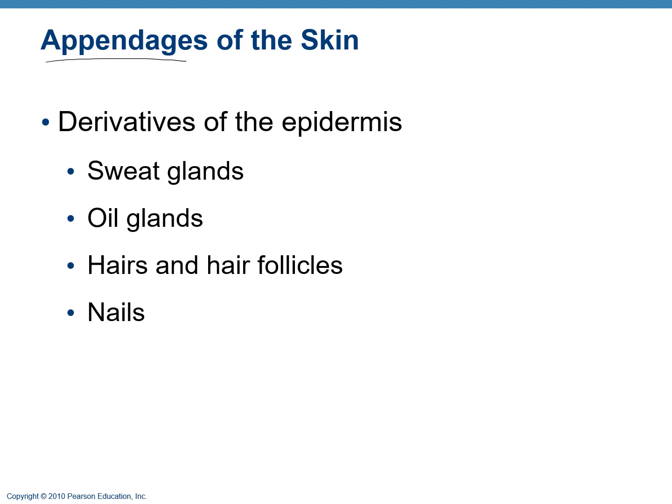Okay, so appendages of the skin. Another term for appendages of the skin are secondary organs of the skin, also known as accessory organs. So the following are derivatives of the epidermis. We have sweat glands, oil glands, hairs and hair follicles, and nails.